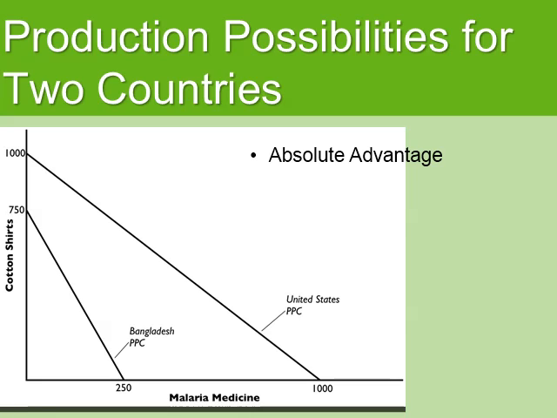So when we have a situation like this, why would the U.S. still find it useful to trade with Bangladesh? And what would those terms of trade look like? In other words, what would the U.S. want to trade for and how many of the other goods?